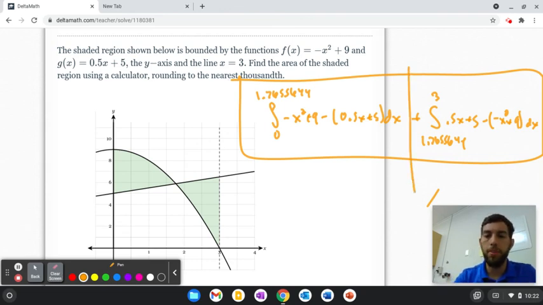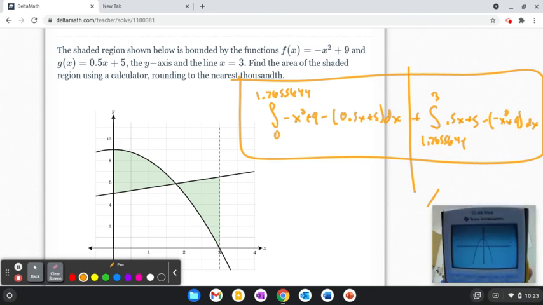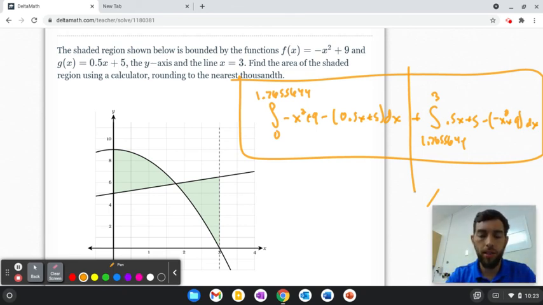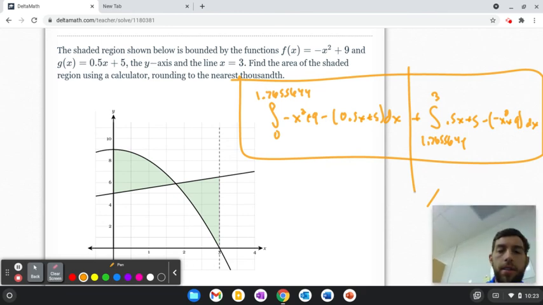We are doing these in two separate problems, though, right? Two separate calculator operations. So I'm typing the first one in, graphing it, it will look like this. And now I'm going from 0 to 1.76, all that jazz. So lower limit 0, upper limit is 1.7655644. And I get 4.44844037.